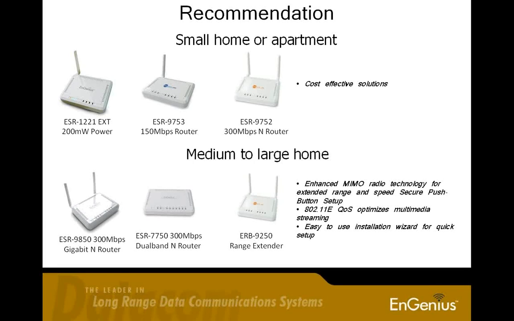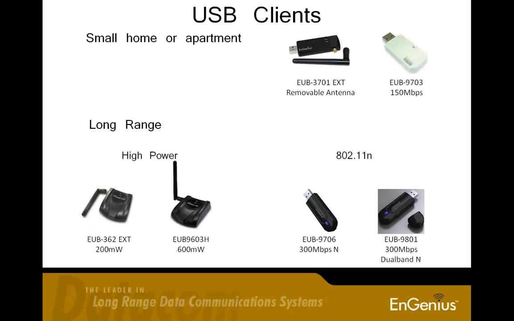We also have the ERB 9250, which is basically a wireless repeater. To go with your wireless router, you do need to have matching technology on the other end to get full benefit. For small homes and apartments, usually an EUB 3701 EXT should suffice, or the EUB 9703. If you require longer range, we suggest high power devices such as the EUB 362 EXT, which boasts 200 milliwatt output power, and soon to come the EUB 9603H, which boasts up to 600 milliwatt output power.